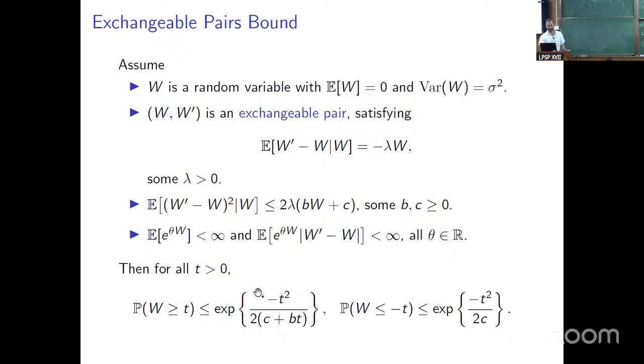Okay, so let's say we have W as a random variable with mean 0 and some variance sigma squared. And W prime is an exchangeable pair, which satisfies this linearity condition that we had before when we were looking at normal approximation, right? So the expected value of W prime minus W given W is negative lambda times W for some lambda bigger than 0. Another key assumption is that the expected value of (W prime minus W) squared given W is bounded by 2 lambda, the same lambda here, times some BW plus C, where B and C are just constants.